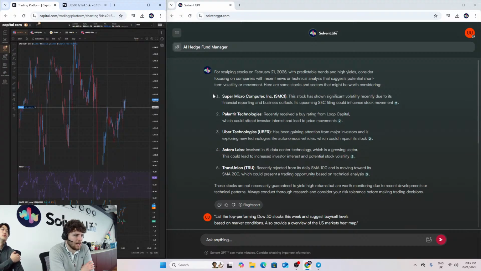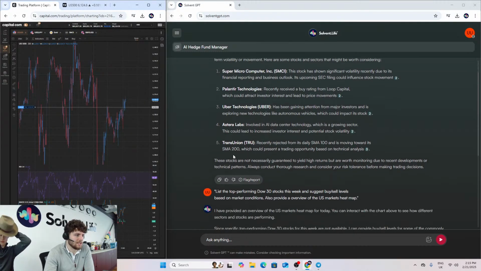We have Astera Labs, involved in AI data center technology, which is a growing sector. Then we have TransUnion, recently rejected from its daily simple moving average of 100, and it's moving towards the simple moving average 200-day. This could present a trading opportunity based on any sort of technical analysis.